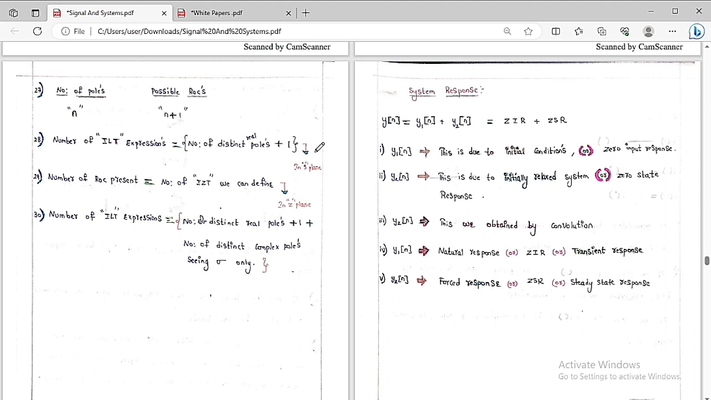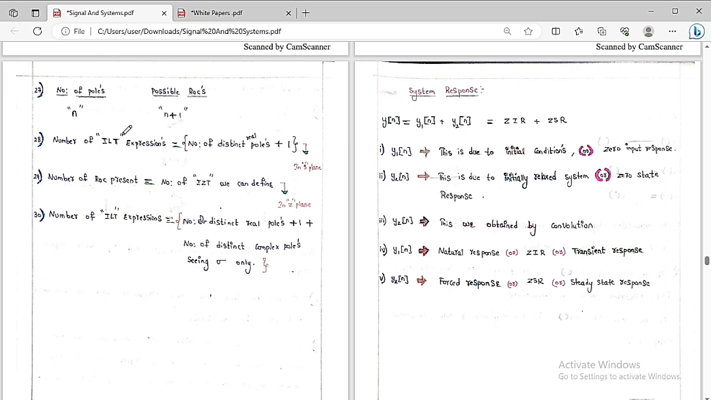And the number of ILT, inverse Laplace transform, expressions is equal to the number of distinct real poles plus 1 plus the number of distinct complex poles seeing sigma only. So I want you to remember only this one. This is the final expression I want you to remember, but not the earlier one, because there is also one more thing here. So this expression always you have to keep. These two expressions you have to keep in your mind.